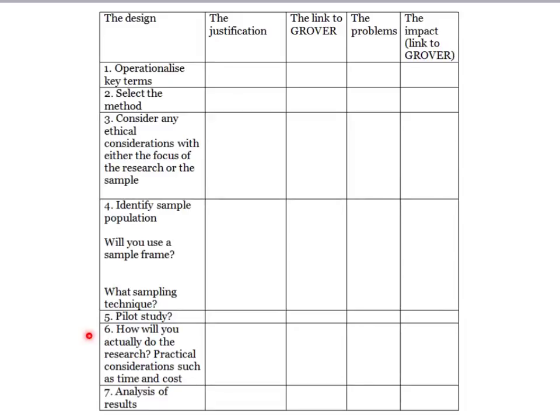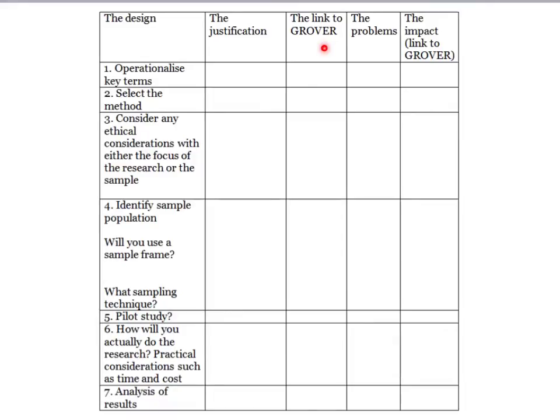When you're justifying your research design, it's really important to try to link your decisions to some aspect of Grover. And Grover, remember, is an easy way of remembering the methodological concepts that the examiner wants you to use in this section of the exam.